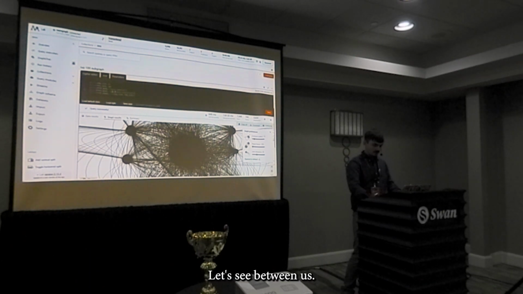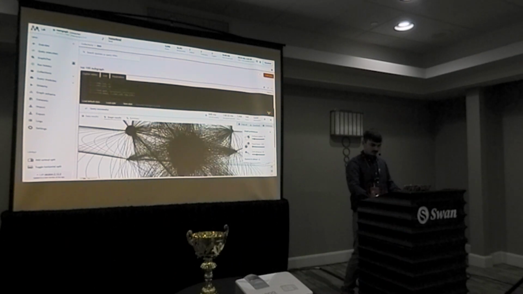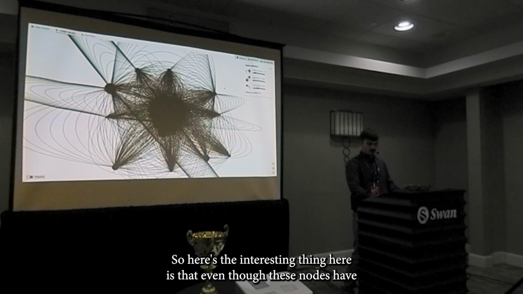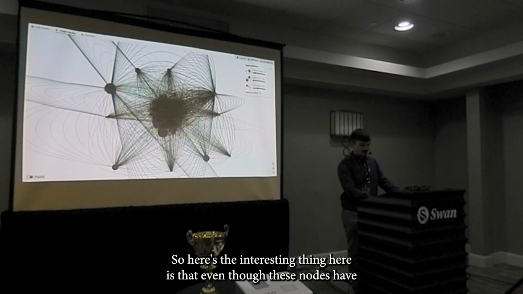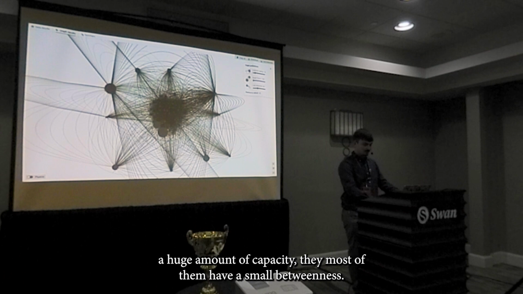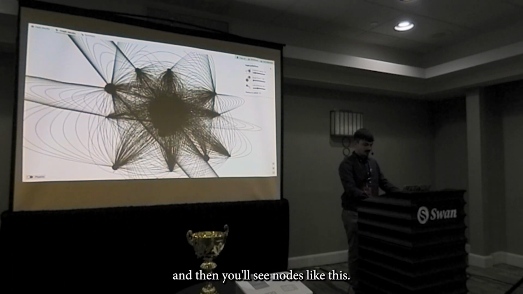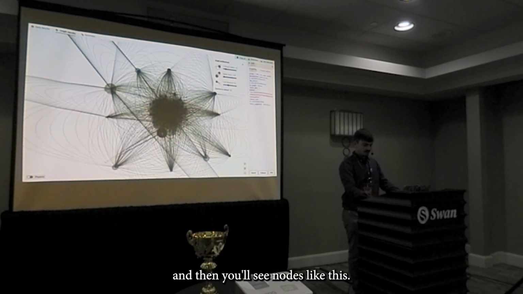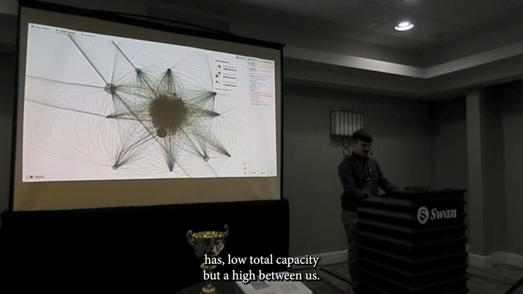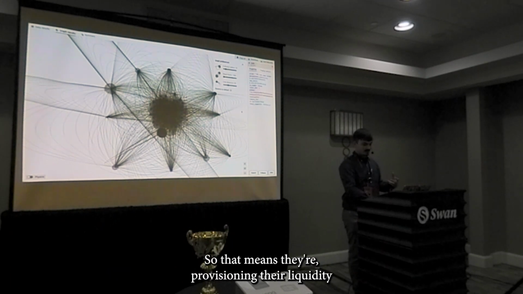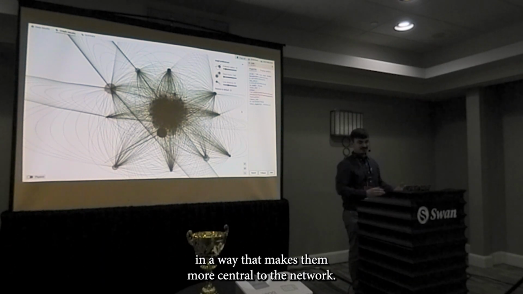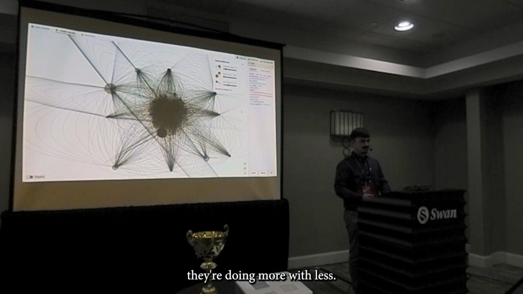Let's see betweenness. So here's the interesting thing: even though these nodes have a huge amount of capacity, most of them have a small betweenness. And then you'll see nodes like this, one node, Alpha, has a low total capacity but a high betweenness. So that means they're provisioning their liquidity in a way that makes them more central to the network. They're doing more with less.